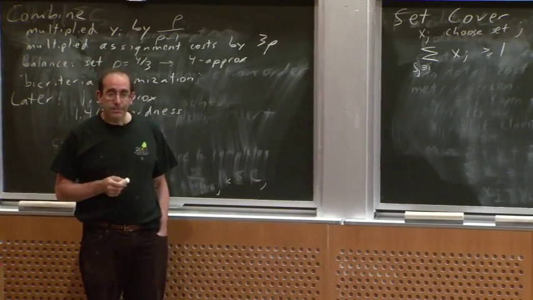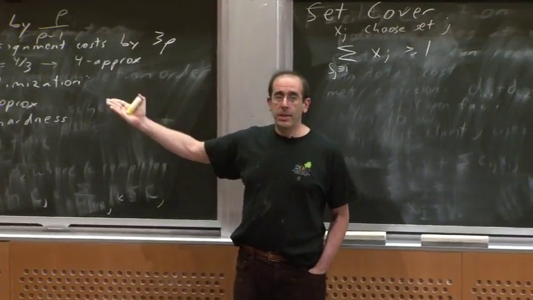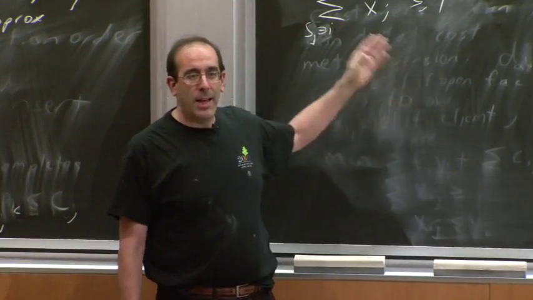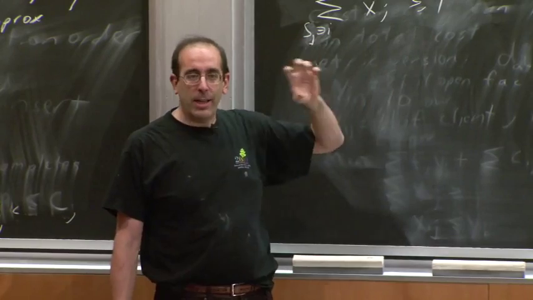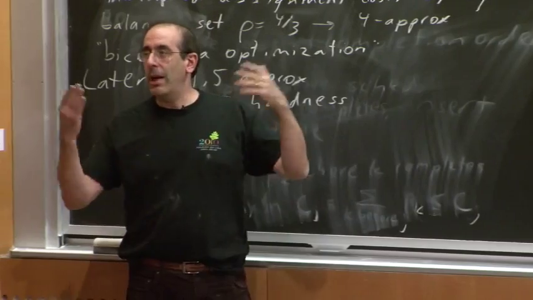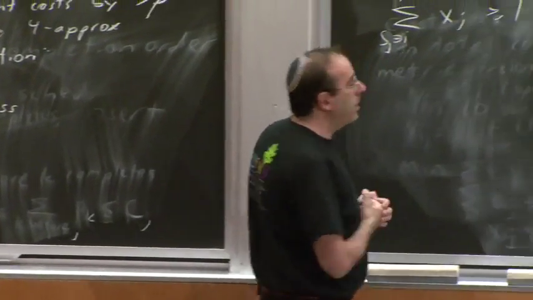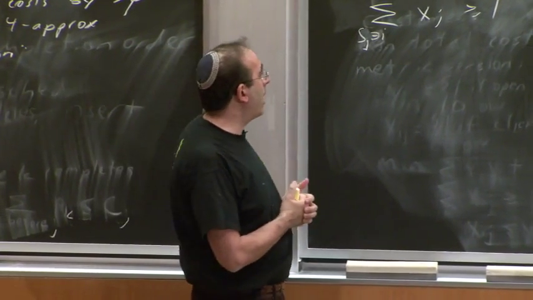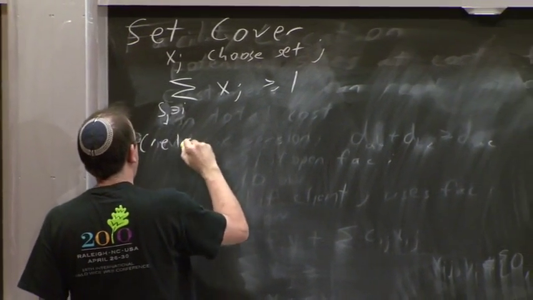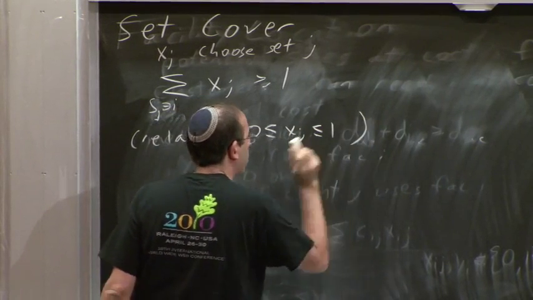How do we round this? That's where it gets interesting. So the vertex cover trick doesn't work, because as with facility location, there may be many sets that all contain an element, and they may all get small values of xj associated with them. So rounding up large numbers doesn't work. So we're going to use a different trick, which leverages the fact that these xj's in the relaxation are between 0 and 1.